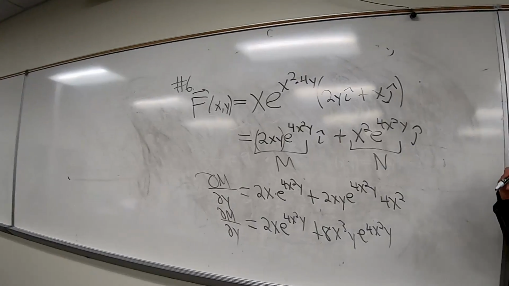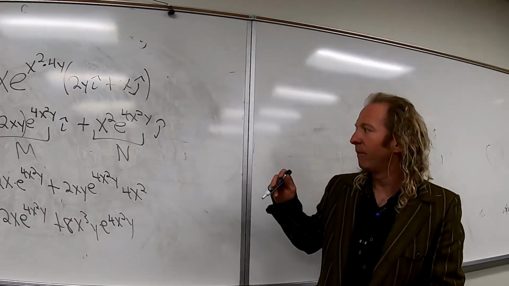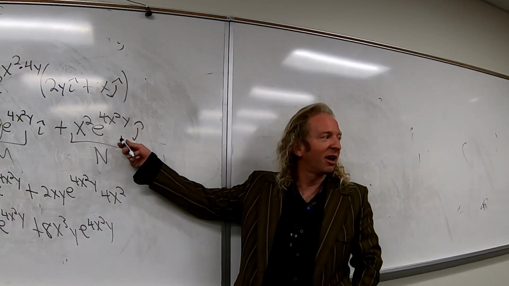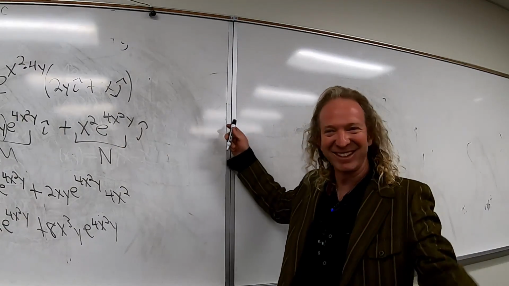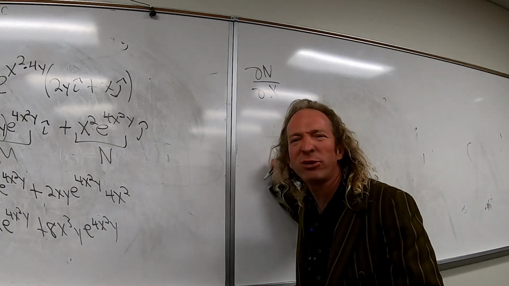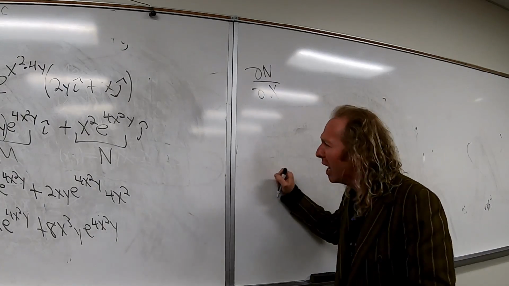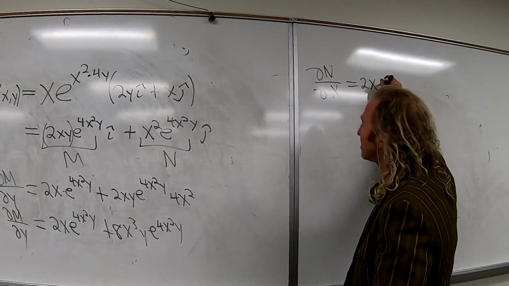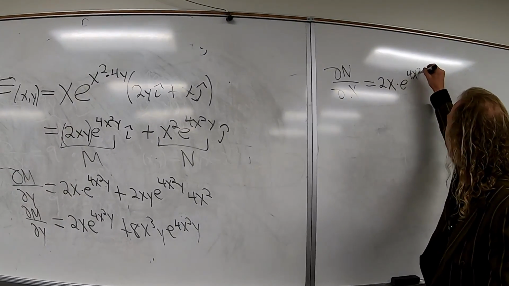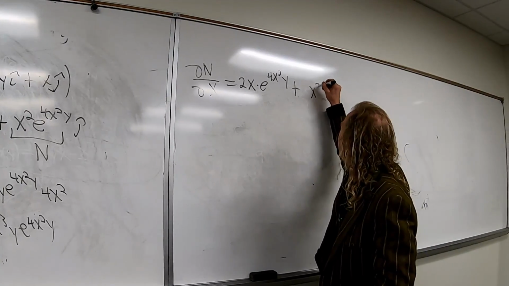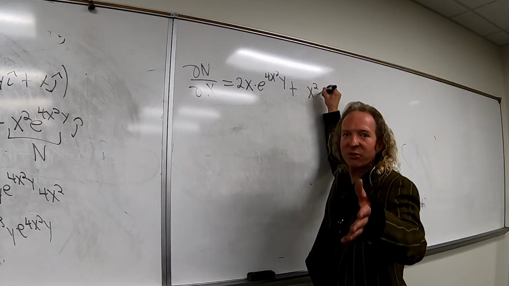So let's do del m. So not del m, del n, del what? Del x, good. Del n, del x, very good. We have to use the product rule again, right? It's the derivative of the first, we got this, times the second, plus the first, times the derivative of the second, which is just the e.